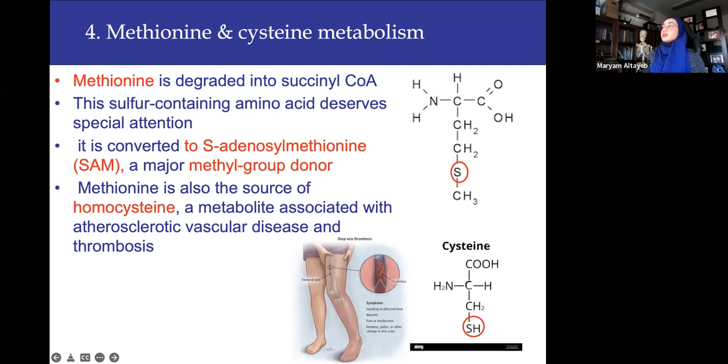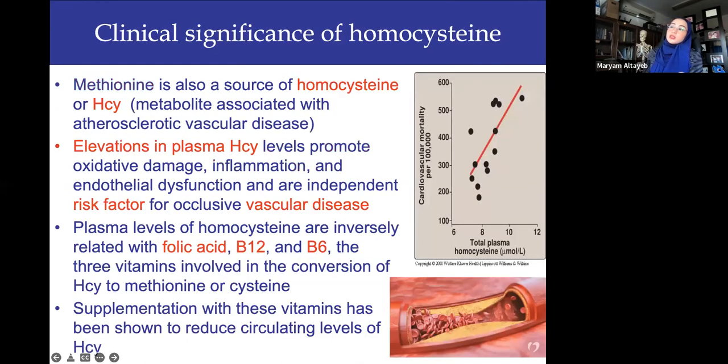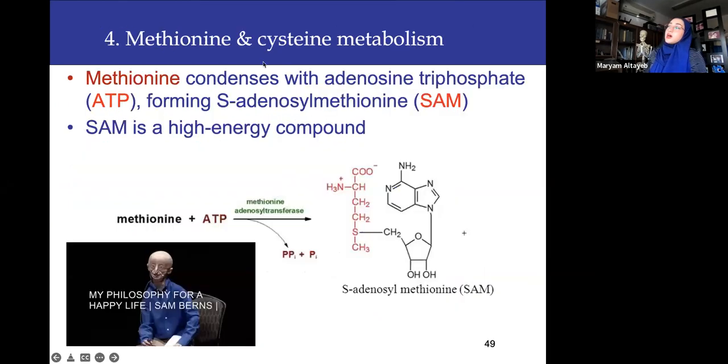We know methionine is important for conversion into SAM, and it's also important for conversion into homocysteine. We mentioned before, and I'll just reiterate, that homocysteine is clinically significant because high levels of it can cause vascular disease, and it's inversely associated with vitamin levels. This is the exact same slide. I just added it again to re-emphasize that. Let's go back to methionine and cysteine metabolism.